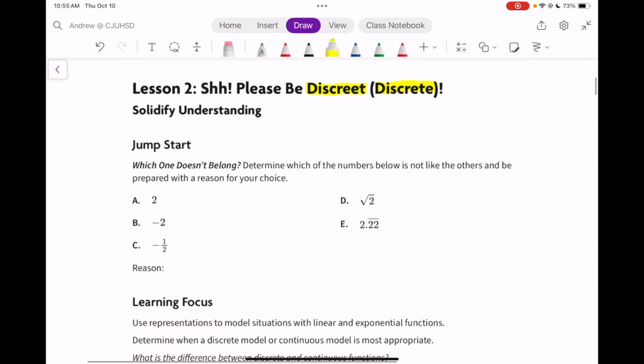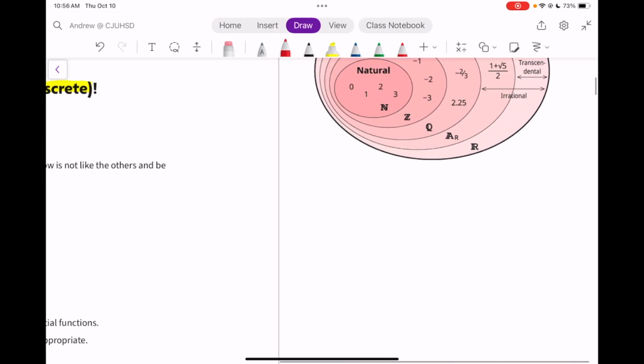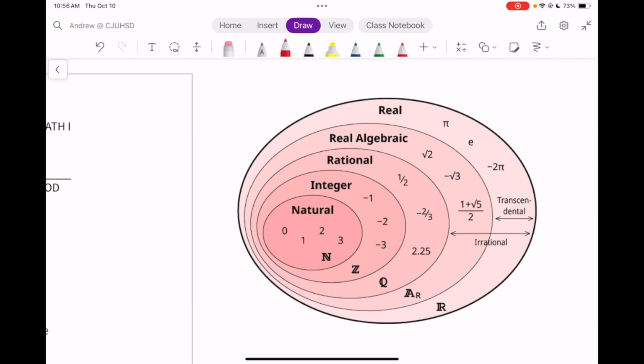In the jumpstart, we're asked which one doesn't belong. And really, the answer is any of them. You just have to give the reason. These numbers are all different. Here's how. Let's take a look at this diagram. Have you ever seen this before?